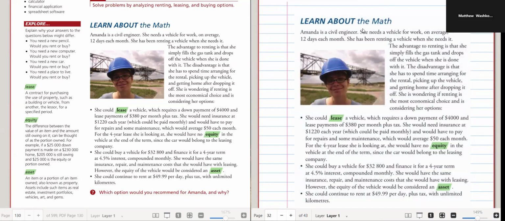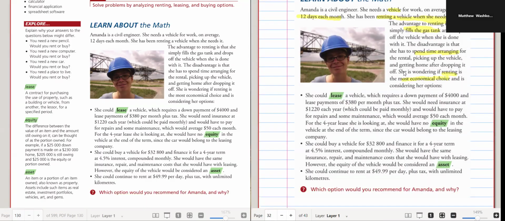Amanda is a civil engineer. She needs a vehicle for work on average 12 days each month. She's been renting a vehicle when she needs it. The advantage to renting for her is that all she does is fill the gas tank and drop it off after she's done. But the disadvantage is that she has to spend time arranging for the rental, picking up the vehicle, and getting it home after dropping it. She is wondering if renting is the most economical choice and wants to consider her options, right? So she can buy, rent, or lease a vehicle. Those are her options. Or she can take the Shoelace Express.